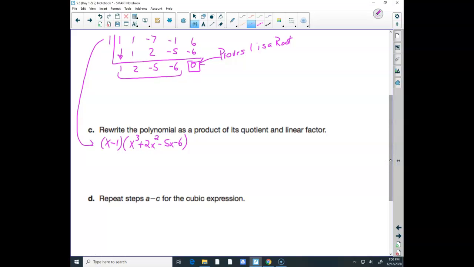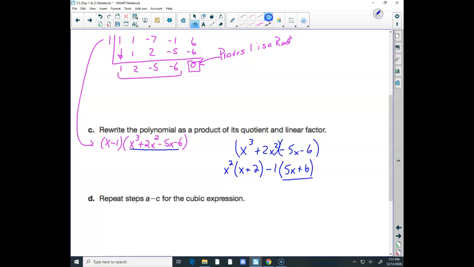Then it says, repeat steps A through C for the cubic expression. So that would be for this expression. Now, the first thing I would totally encourage you to do is take that x cubed plus 2x squared minus 5x minus 6 and try to factor it, because it factors by grouping: taking your x squared out with an x plus 2, and here I'm going to take a negative 1 out, that's going to give me a 5x plus 6.